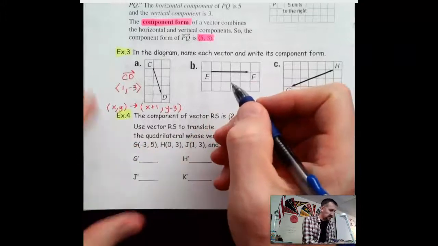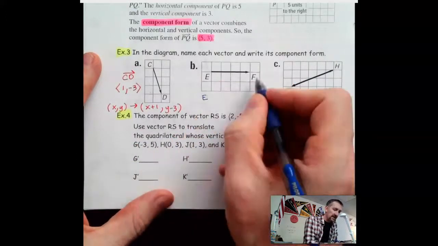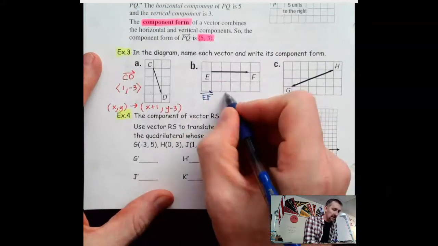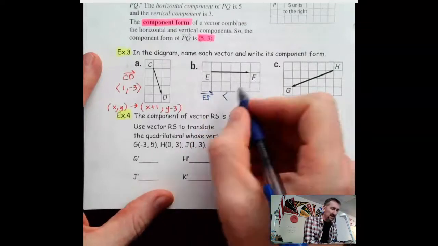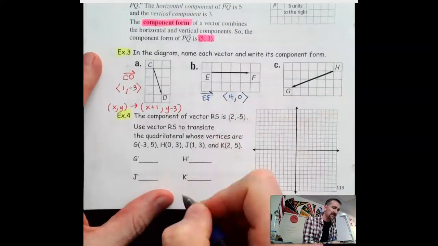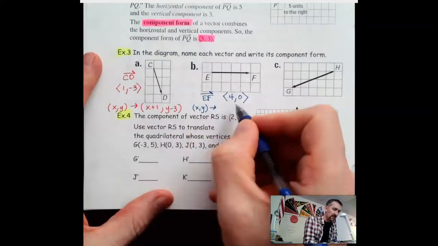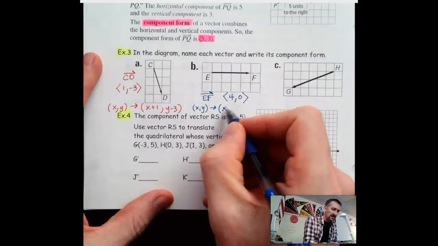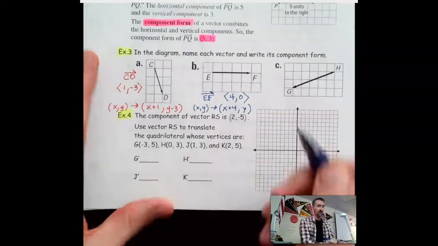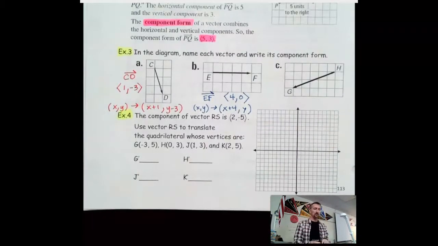Okay, so no arrow at E, there's an arrow at F, so E to F. Component form, what's happening to X? It's going 4 to the right, it's not going up or down at all, so that's 0. So if we wanted to do this, coordinate form, that'd be X plus 4, and then just Y. I suppose you could put Y plus 0 if you wanted to. That seems a bit redundant, but okay.